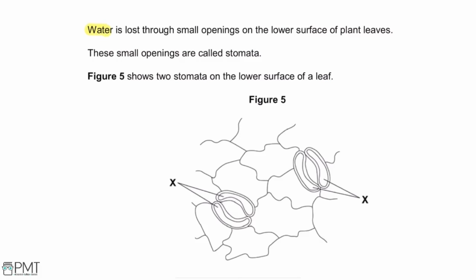Water is lost through small openings on the lower surface of plant leaves. These small openings are called stomata. Figure 5 shows 2 stomata on the lower surface of a leaf. So here's figure 5 just below, and we can see the holes in the underside of the leaf with structures on either side labelled X.